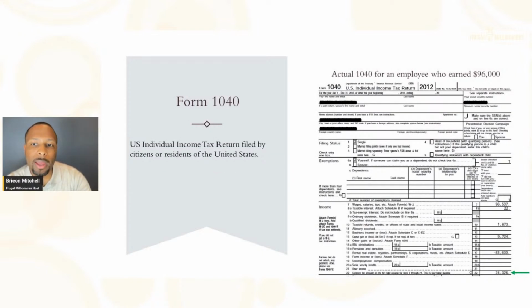So when we look at an actual 1040 for that employee who earned $96,000 in the year 2012, we see down here in the right corner where that employee's total income was reported as 24,326. Now, how did we go from 96,537 that's reported on the W-2, as well as here on line number 7, all the way down to 24,326? This was done through deductions as well as adjustments.